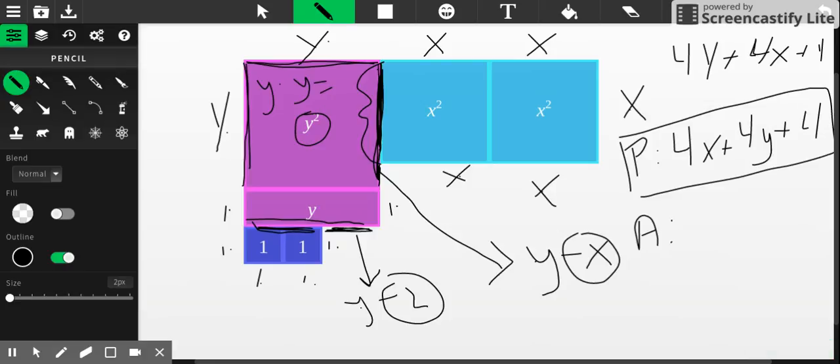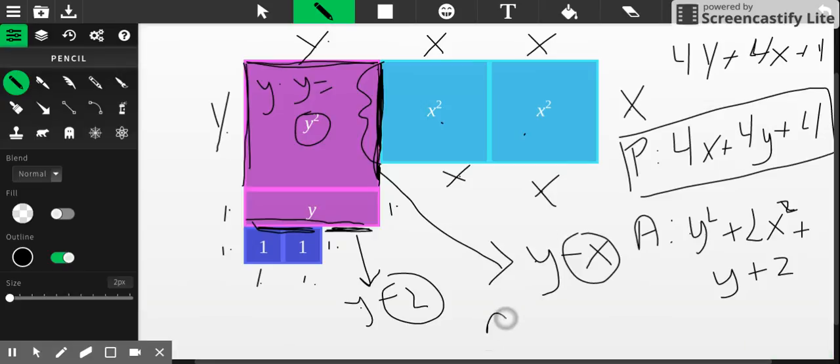So you're going to just string together all of the pieces that you had. So I have one y squared tile, so I'm going to write that down, y squared, and I'm going to add that to 2 x squared tiles. My pen is not wanting to work. Plus, I have 1 y tile, plus I have 2 single tiles.